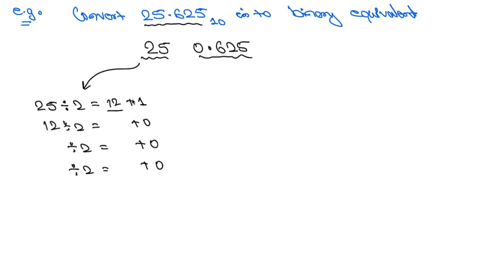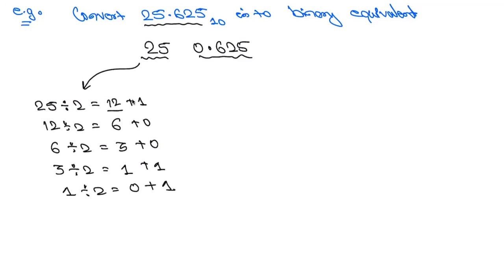So 12 here will be 6, 6, 3, 3, 1, 1, right. 1 divided by 2 will become 0. Now 0 divided by 2, every time it becomes 0. So here we will stop. यहाँ रुकना होगा हमें, right.